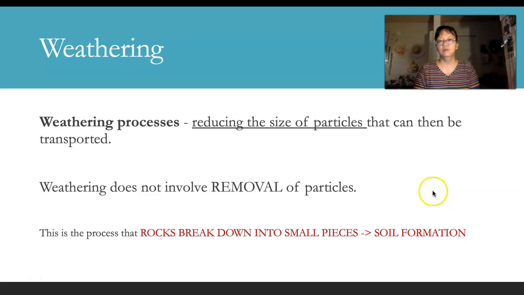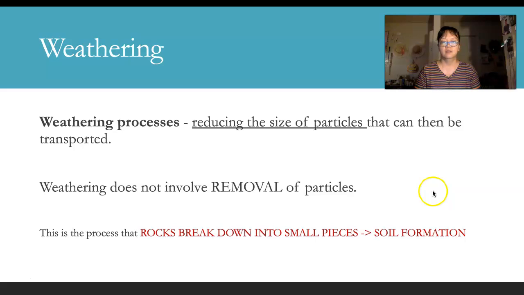Now I move into this very important topic. It doesn't mean I will spend a lot of time lecturing on it. I just want to point out the main points because this is an area where I see a lot of students struggling and confused. So what is weathering?